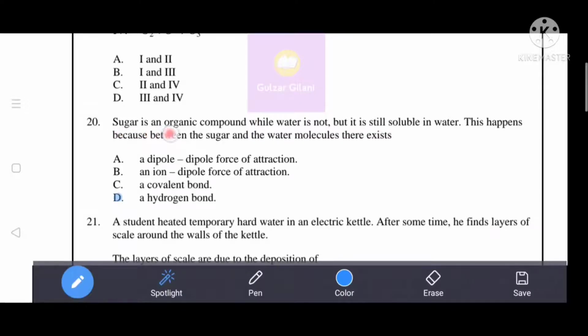Sugar is an organic compound while water is not, but it is still soluble in water. This happens because between the sugar and the water molecule there exists a hydrogen bond. Means D is the correct answer.